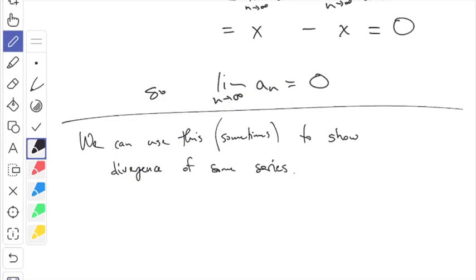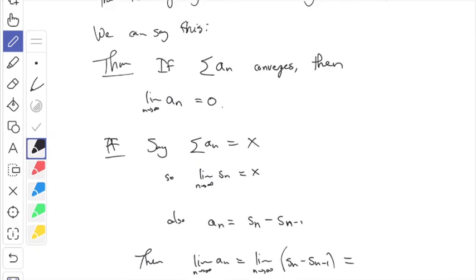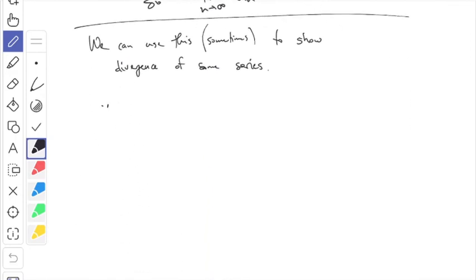Some series, plural. All right, we can use this sometimes to show divergence. So what I said before, this theorem is, if it converges, then the limit of the individual terms goes to 0. Another way of saying that the other way around, if the limit of the terms does not equal 0, that means it does not converge. So I'm going to write it in that way. If lim a_n is not 0, then the series diverges, right?